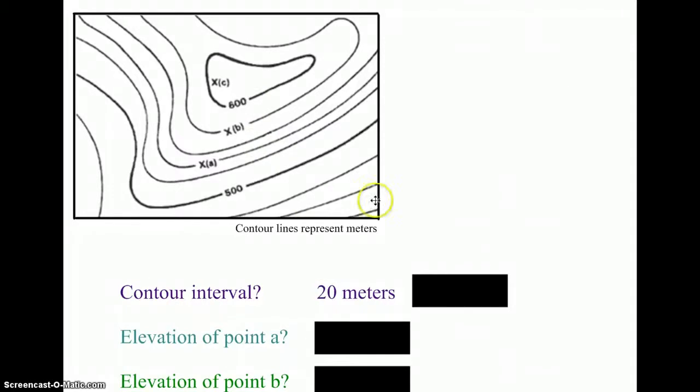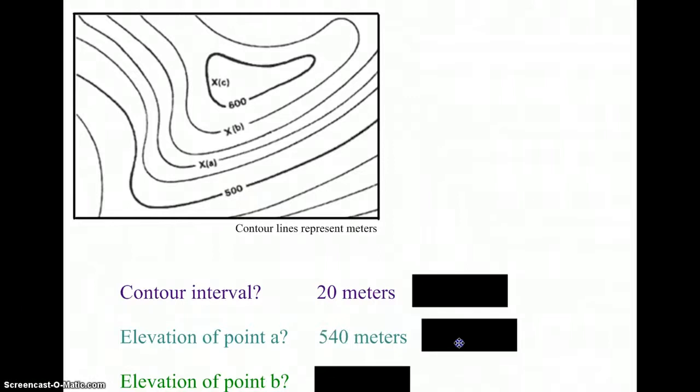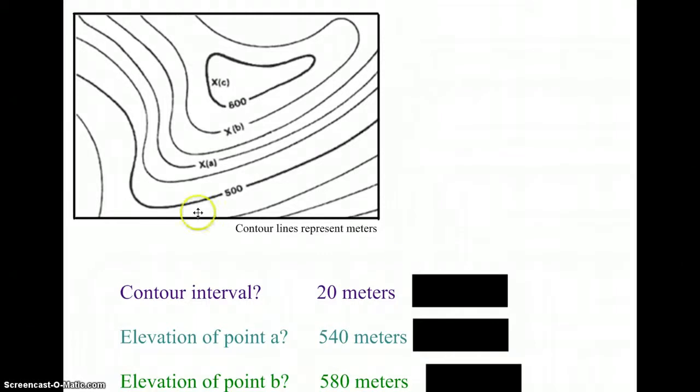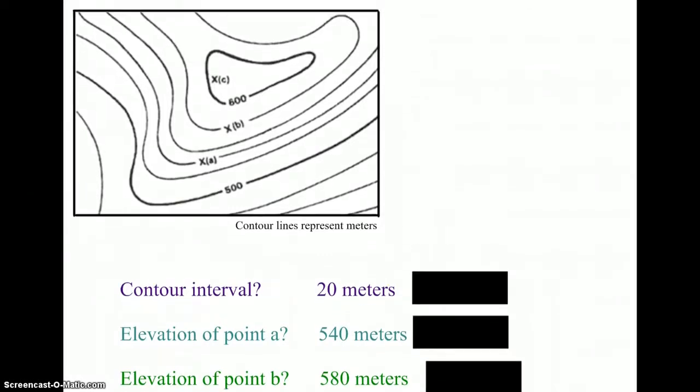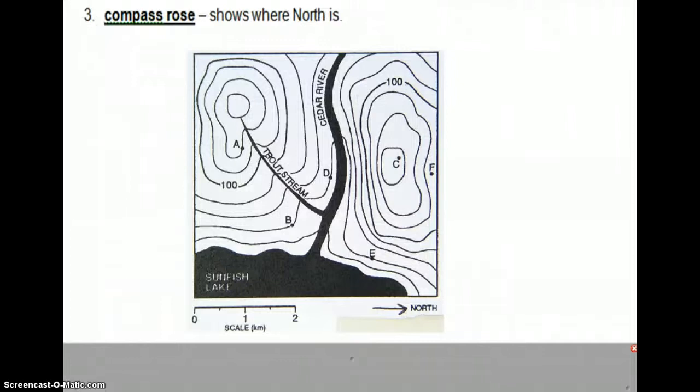Once you know the interval, you can now figure out the elevation of any of the lines that are not labeled. So for example, line A, right over here, if we're counting by 20s, this line would be 540 meters. I want you to see if you could figure out what the elevation of line B would be. So think about that for a second. And hopefully you're realizing that it's 580 meters. Okay, so again, contour interval, first thing you want to figure out.